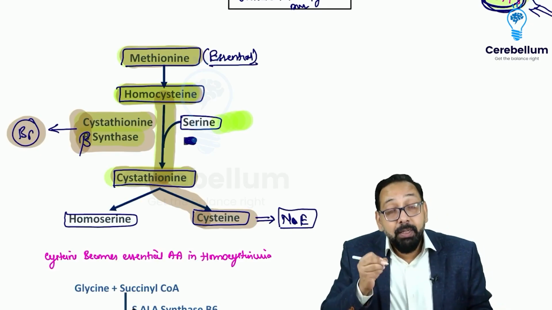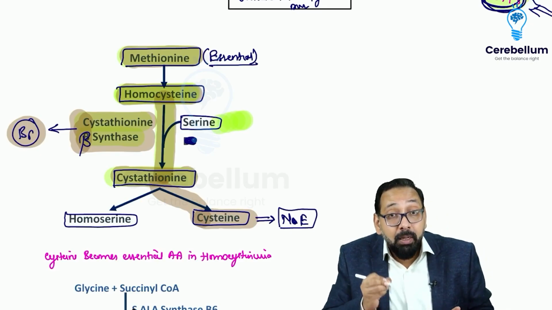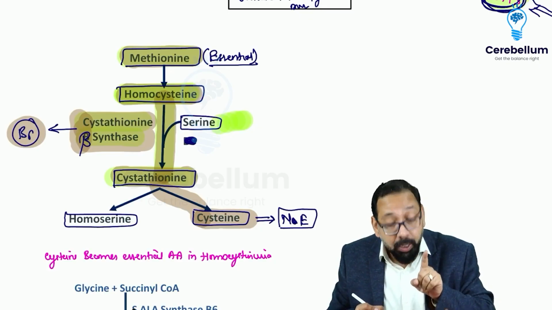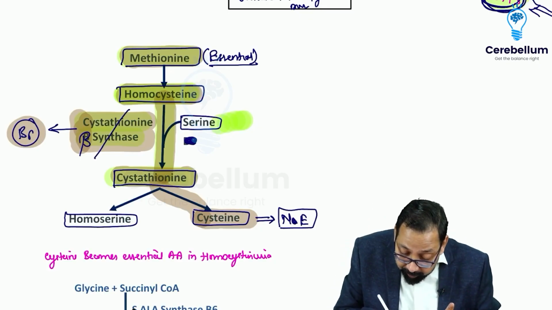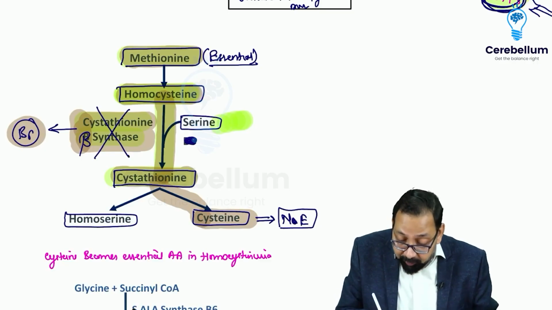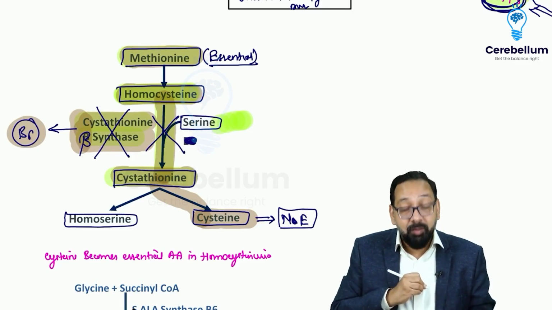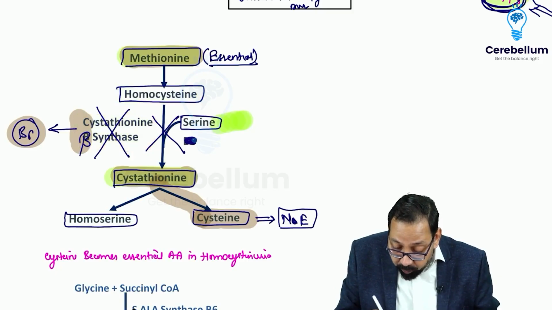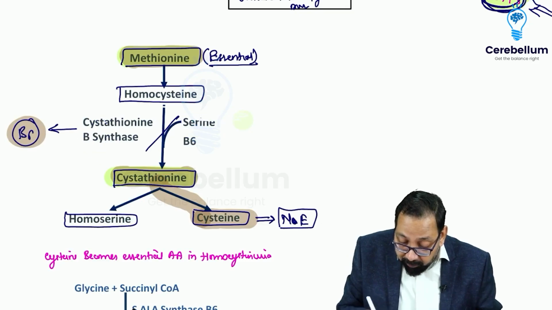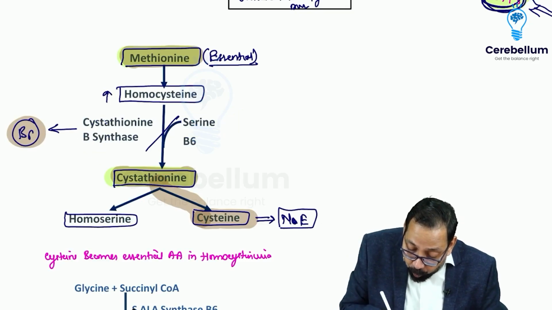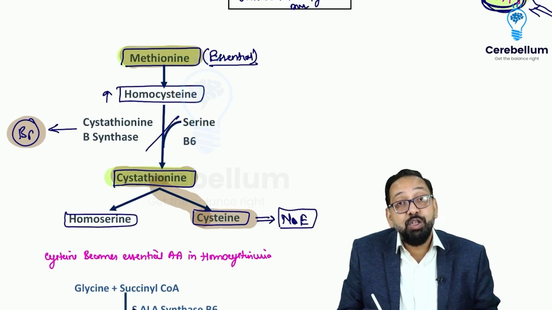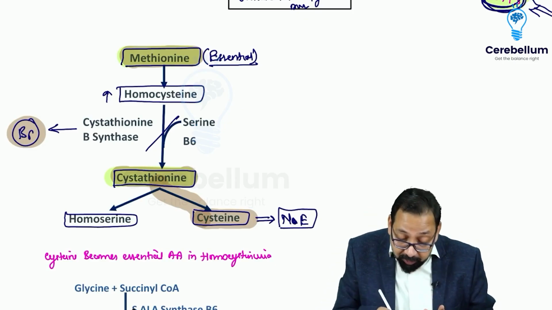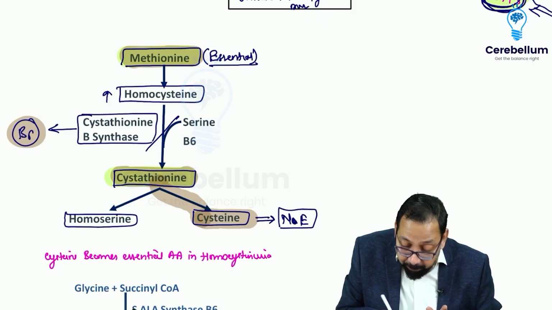But in case of classical homocystinuria, what is classical homocystinuria? If cystathionine beta synthase is not working, then this step would not occur. When this step does not occur, homocysteine will accumulate, and this is called homocystinemia, homocystinuria. So this is classical homocystinuria in which cystathionine beta synthase is deficient.